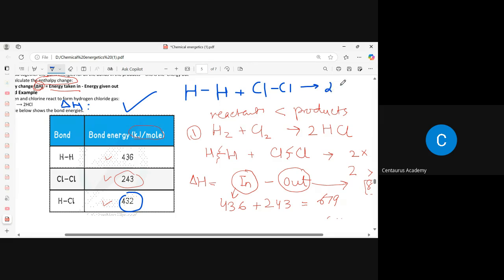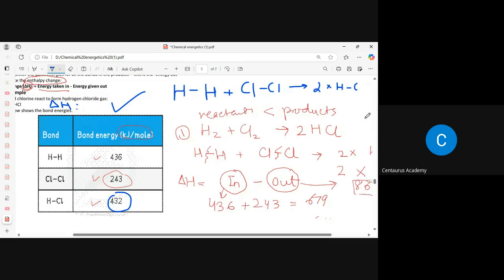Now they produce 2 moles of hydrogen chloride. This means there are basically how many bonds of hydrogen chloride in total which are being produced? Can someone tell me? No, how many bonds of hydrogen chloride are being produced? Oh, that's 2. That is true, right? 2. Sorry. So the bonds which are broken are the single covalent bonds of the hydrogen molecule and the chlorine molecule.